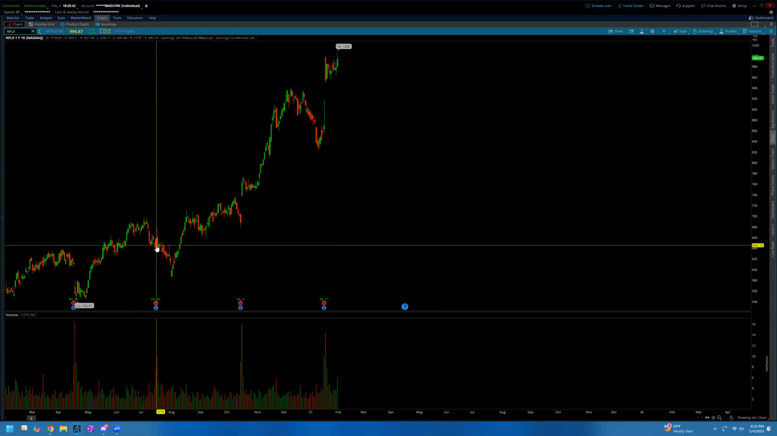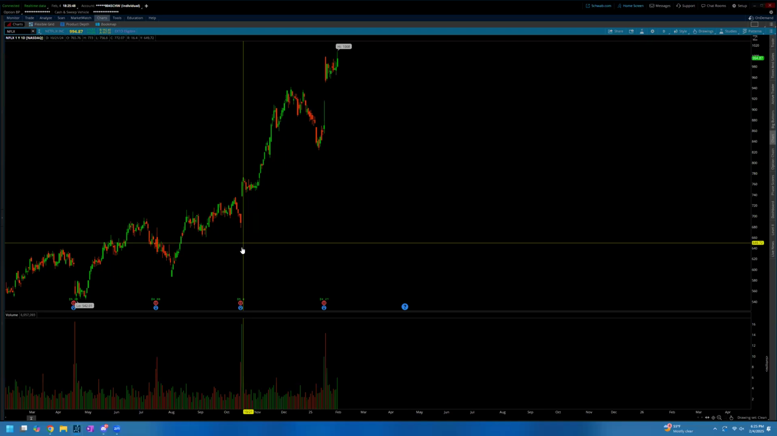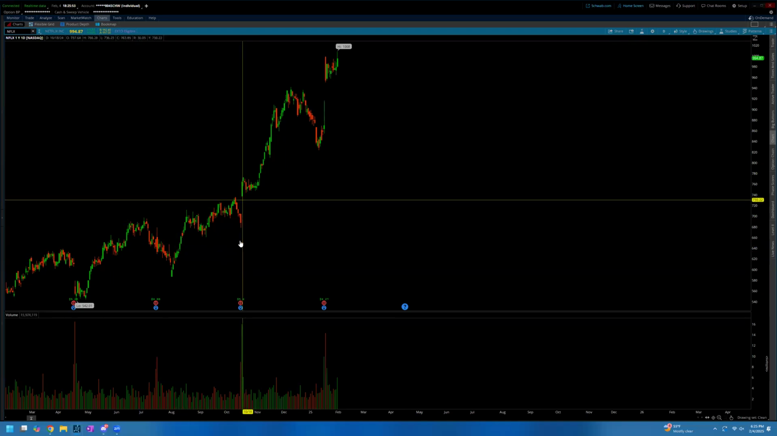Here, massive spike in volume, price moves lower. This one, bit of an anomaly, right? Massive spike in volume, we didn't end up moving lower. So it's not always perfect, right? And I'll be honest about that and very upfront. Nothing's always going to work 100% of the time.